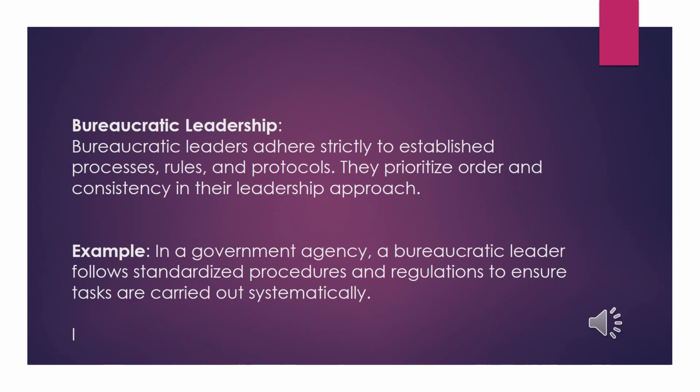This leadership style favors rigid structure to enact efficient systems and calculability. This organizational structure lets a company run like a machine because employees know their role and the reporting hierarchy. So they can't intervene anywhere, they can't give their suggestions, they have to follow all the rules. They have to give priority to the orders given from the top. For example, in a government agency, a bureaucratic leader follows standardized procedures and regulations to ensure tasks are carried out systematically. They don't give their own ideas in the bureaucratic leadership style.